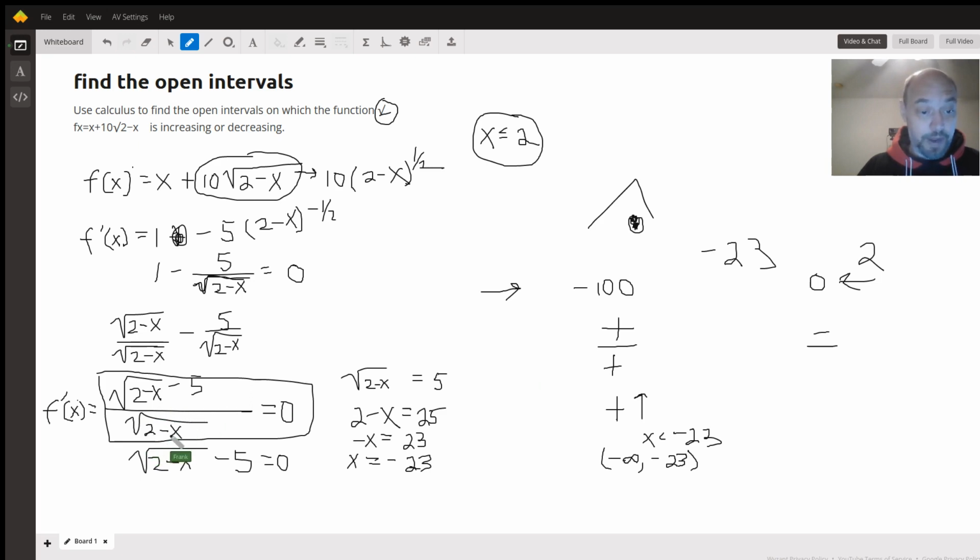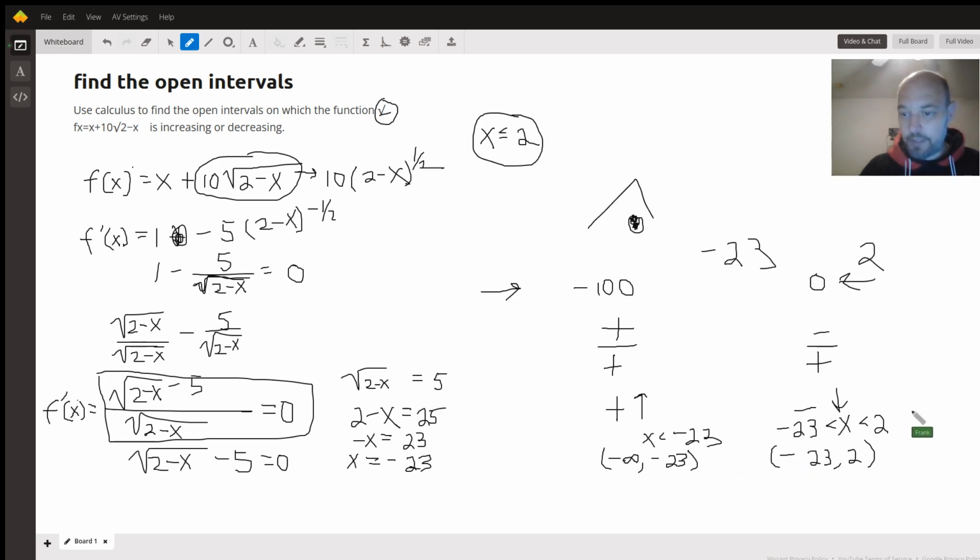Denominator, square root of 2 minus x. X is 0. Square root of 2 minus 0 is square root of 2. It's 1.4 something. That's positive. So a negative over a positive is a negative. It is decreasing when negative 23 is less than x is less than 2. Or you can put negative 23, comma 2 in interval notation, with curvy brackets on both sides.